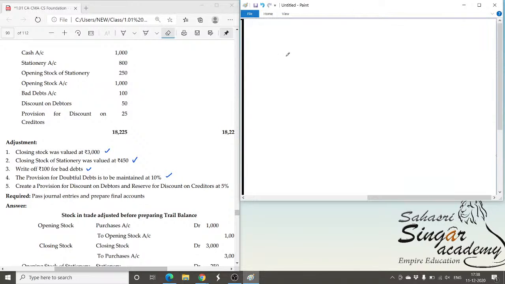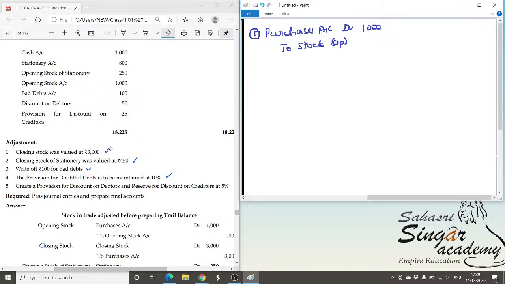Let's see here. Pass the journal entry for opening stock. Opening stock should be added to the purchases. So purchases account debit, first entry. Purchases account debit to stock opening, the value being 1000.